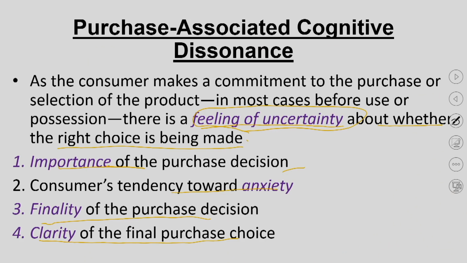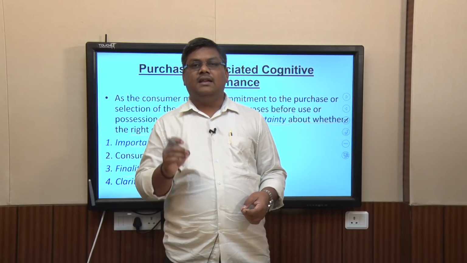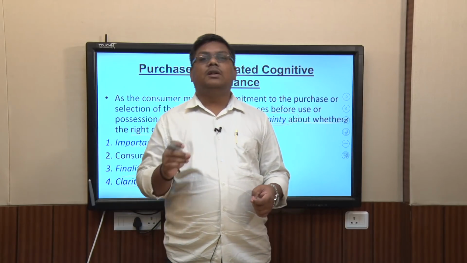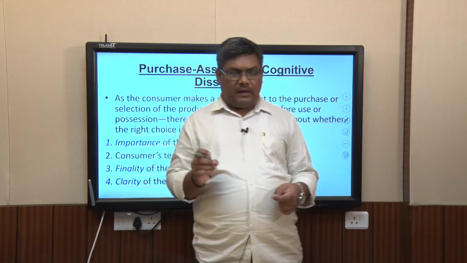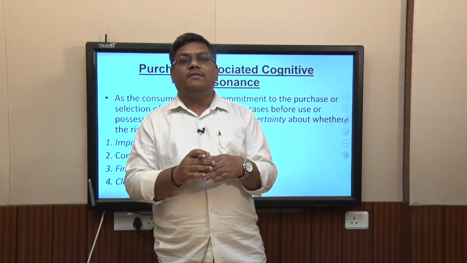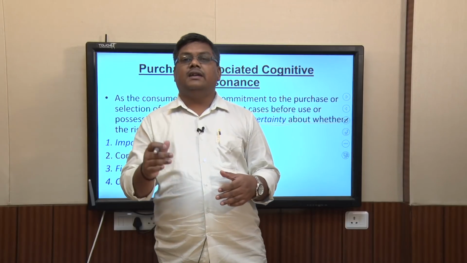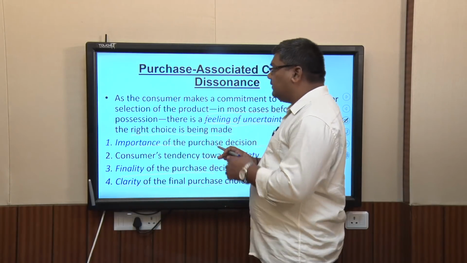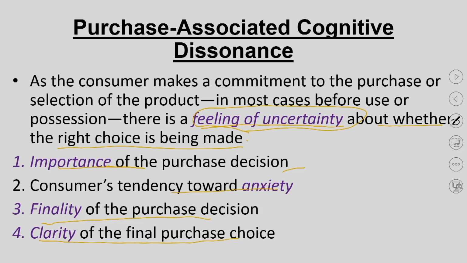The lesser clarity you have about a product you are buying, the higher the cognitive dissonance. The more clear you are about what you want to buy or what type of product you want to buy, the lesser the cognitive dissonance. But the lesser clarity you have about a particular purchase, the higher the cognitive dissonance. So, these are the factors which actually affect cognitive dissonance.